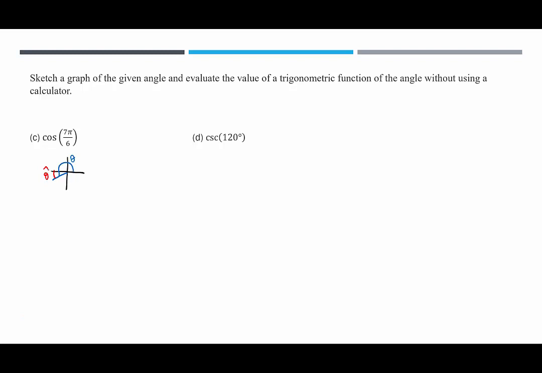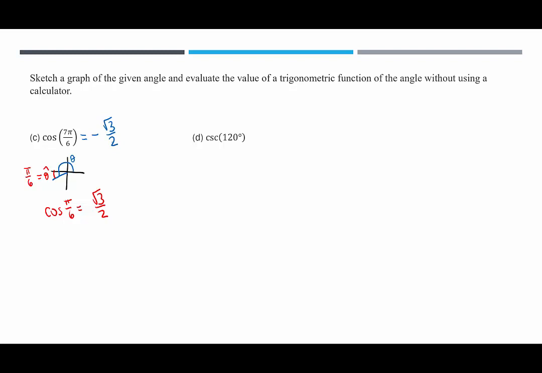Our given angle is 7 pi over 6. Our reference angle, in between pi and 7 pi over 6, would be pi over 6. So our reference angle is pi over 6. And cosine is negative in quadrant 3, so that means that cosine of 7 pi over 6 is the negative version of whatever cosine of pi over 6 is. Cosine of pi over 6, our reference angle, is root 3 over 2. Therefore, cosine of 7 pi over 6 is negative root 3 over 2.